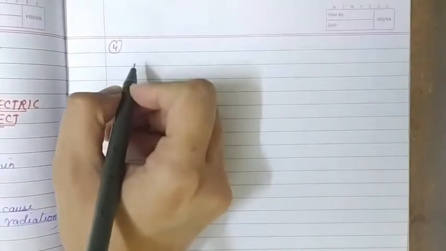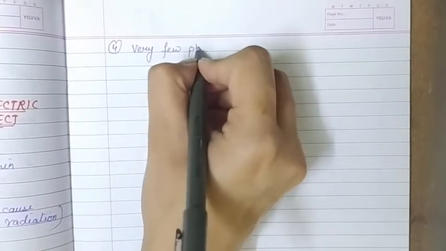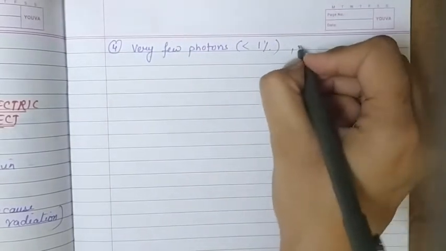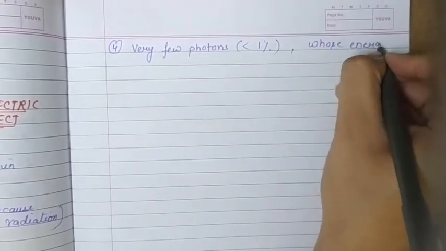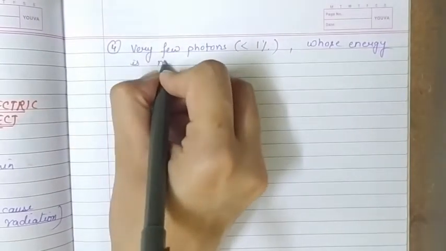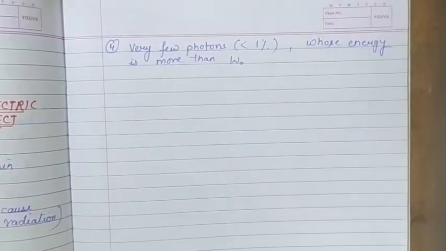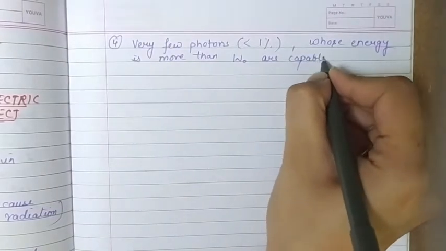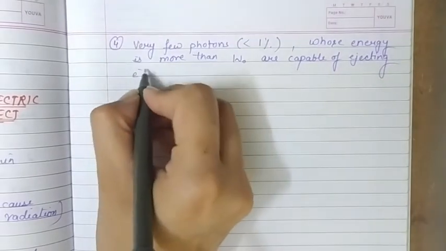So the fourth point for Einstein's theory is: out of all the incident photons, very few photons, and the number is even less than 1%, those photons whose energy is more than W naught, that is the work function, are capable of ejecting electrons. So these are all the points.